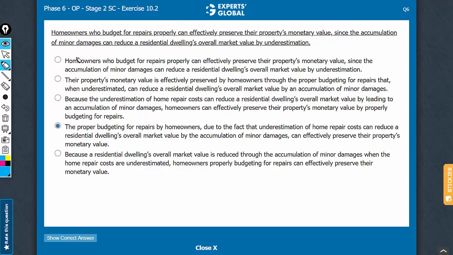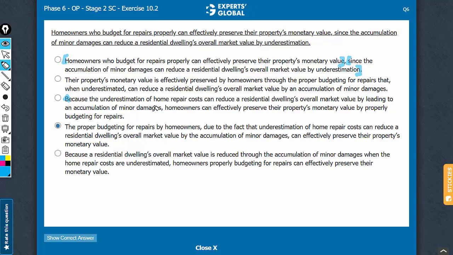Meaning is extremely important here. The meaning is that this part is the cause and this part is the effect. And see, this effect would make sense once the cause is clear. Something on the lines that because the underestimation of home repair costs can reduce something.